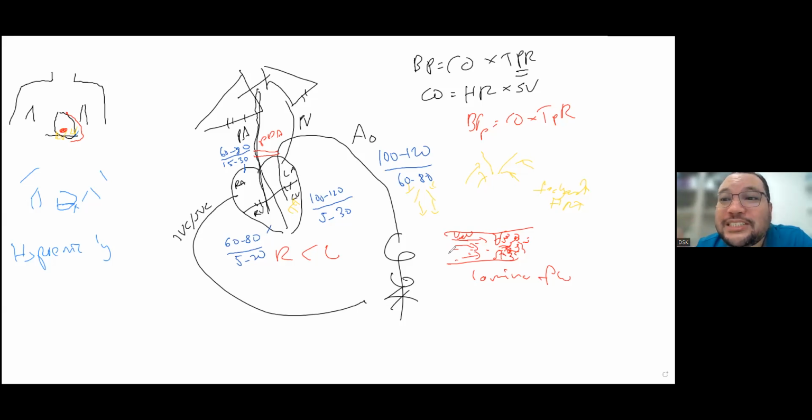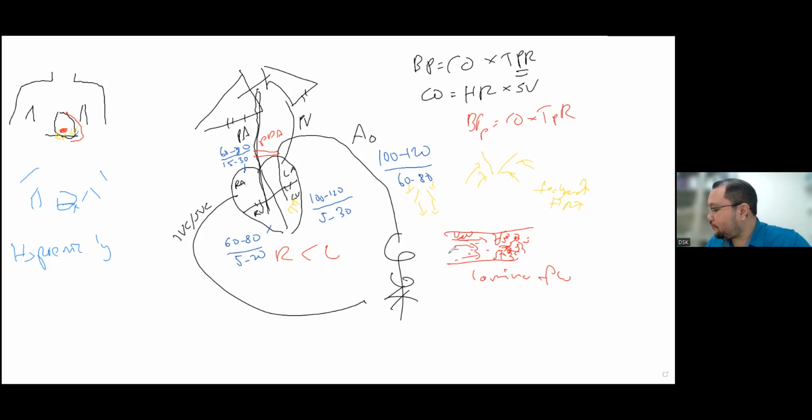Not missionary murmur. Many students say continuous missionary murmur. No. It has nothing to do with missionary. It's machinery, like a machine. Continuous machinery murmur. Like that. Understand? So PDA is like that.